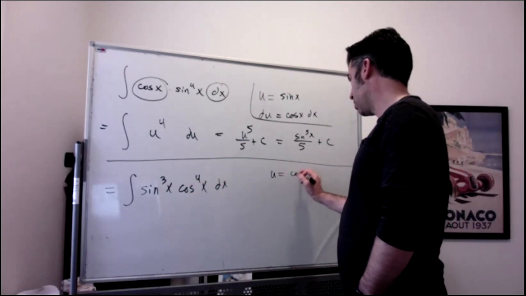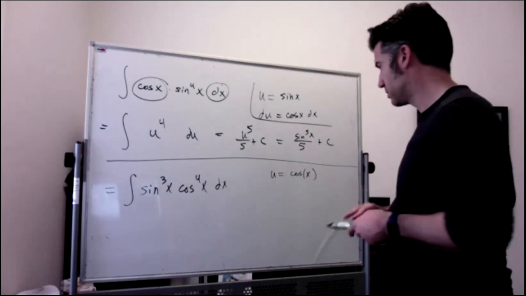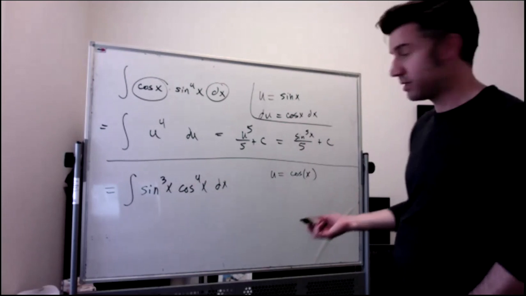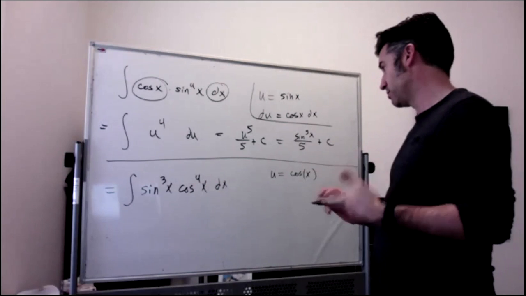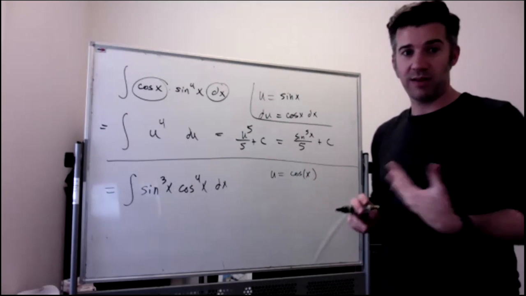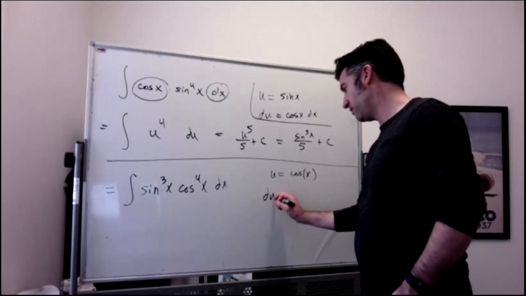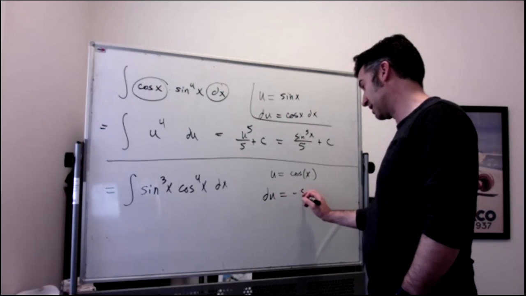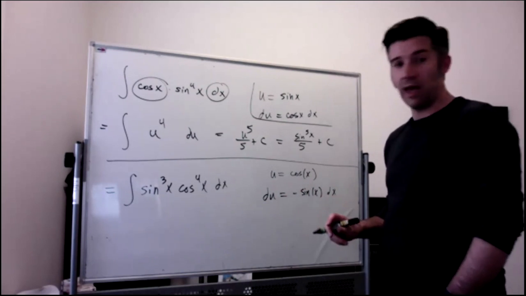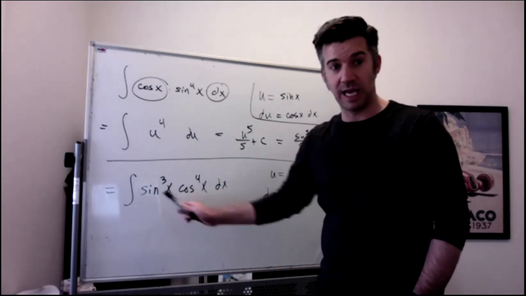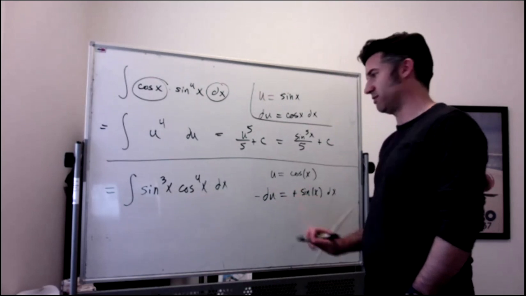So u equals cosine x. Why am I picking cosine? Well, there is a reason. The reason is I really want to pick the thing that's not to the odd power, because the derivative of cosine is negative sine. And that's going to take care of one of these sines. And I'm going to write this as negative du equals positive sine of x dx.